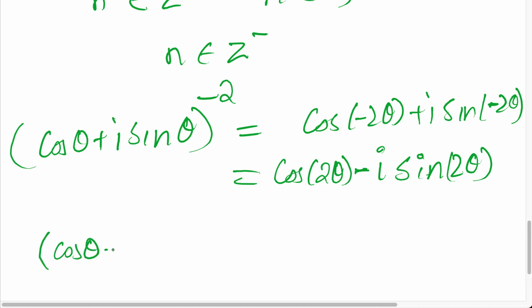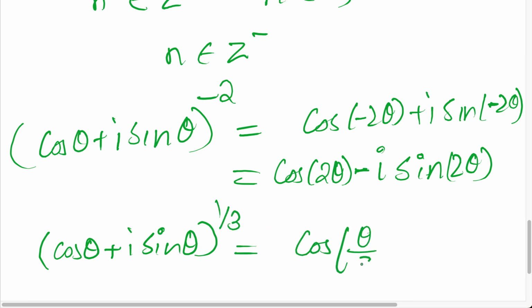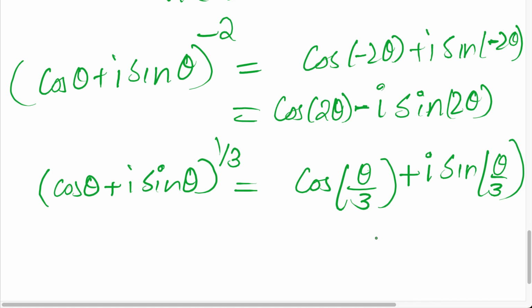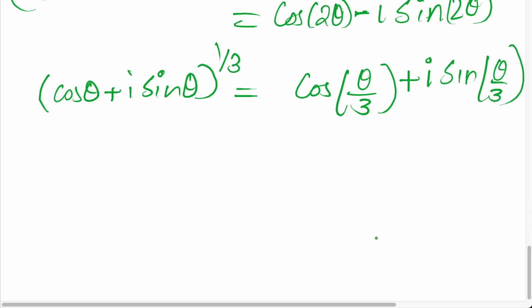Similarly, if I had a fraction, for example, cos theta plus I sin theta raised to 1/3, then the rule applies here also. It will become cos of theta divided by 3 plus I sin of theta divided by 3. There will be places where you will get to prove this, so you don't have to blindly accept it. But for now, I am giving you the rule and we will be using these rules for different problems, and I am going to look at one of the problems for you.